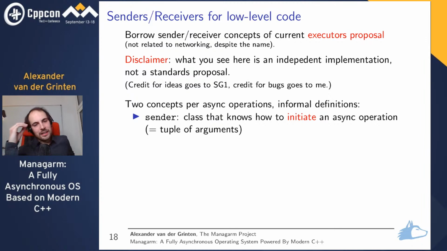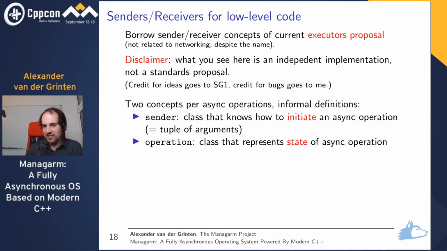So what are senders and receivers? We have two concepts per async operation in this context, and I'm going to give the informal definition. A sender is a class that knows how to initiate an async operation. So it's something like a pre-baked function call. Think of it as a tuple of arguments. So nothing really special. It's just a function, and I know how to invoke the function.